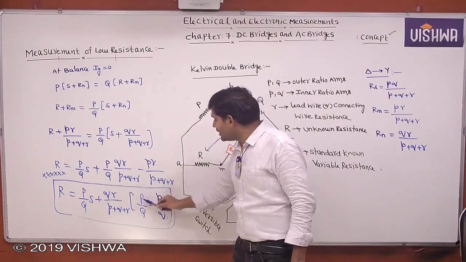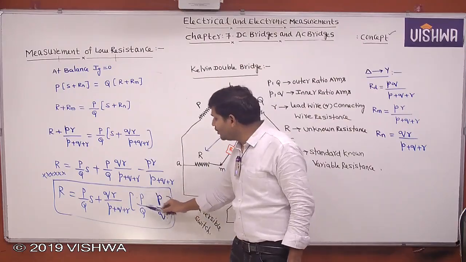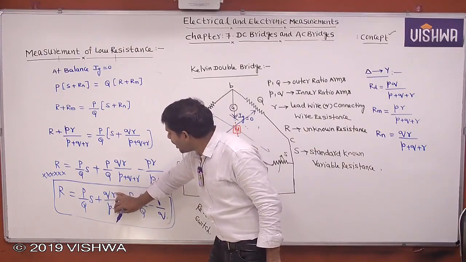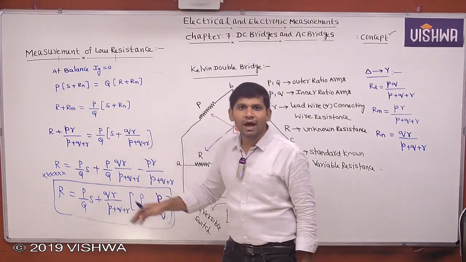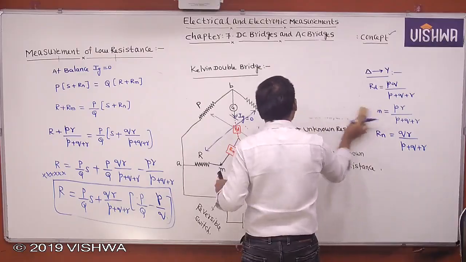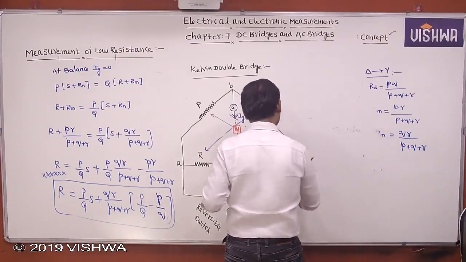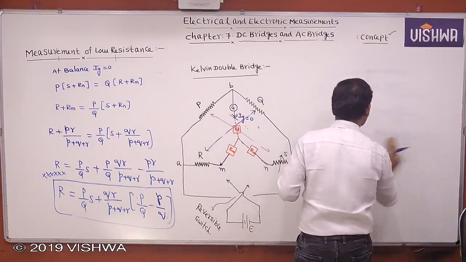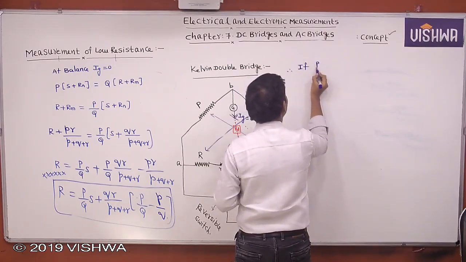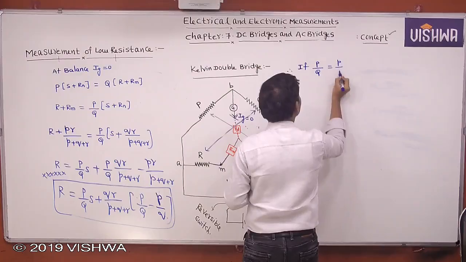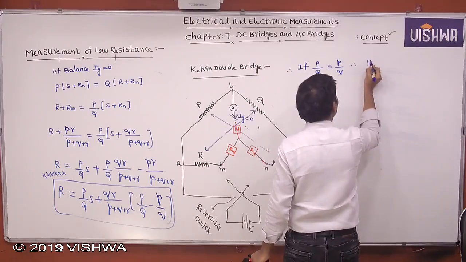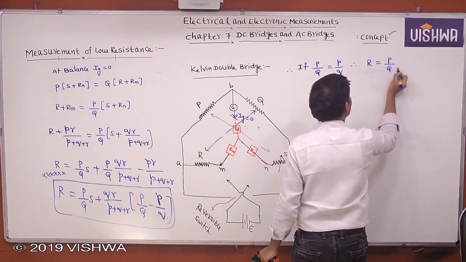then this value becomes 0. Once this value becomes 0, this total becomes 0. Then even if any small r is added, we can measure the accurate value of low resistance. That means the effect of lead wire or connecting wire resistance is eliminated. Therefore, if capital P by capital Q equals small p by small q, then unknown resistance R equals P by Q into S.